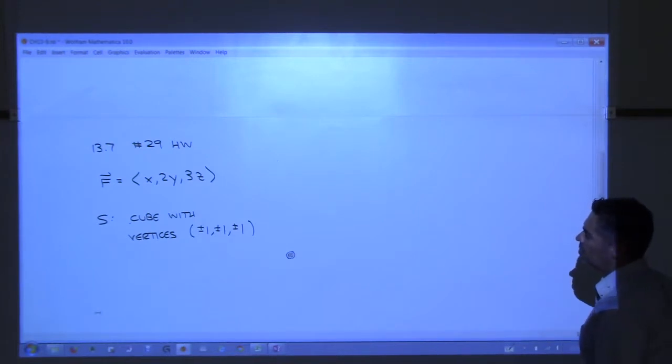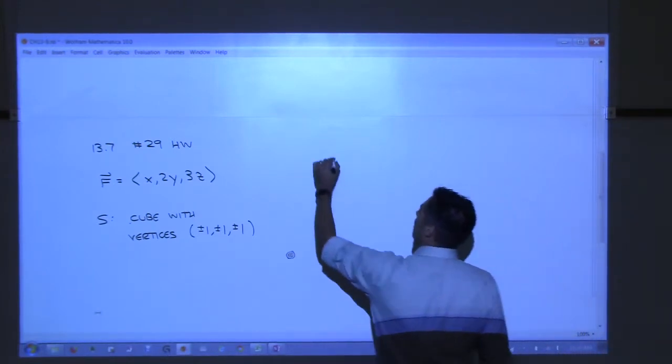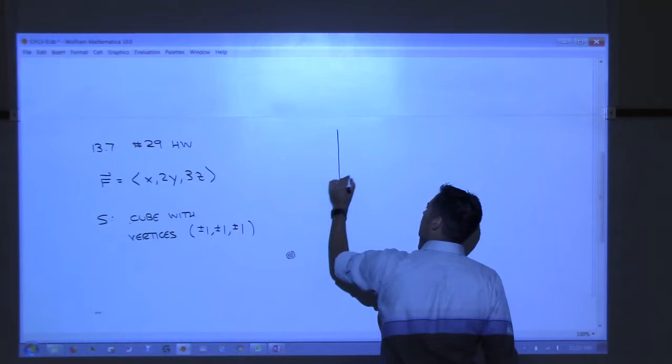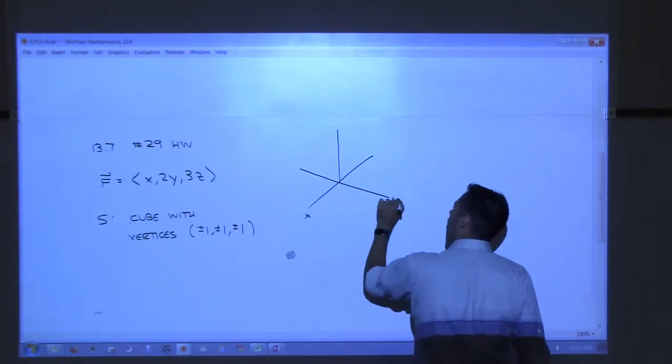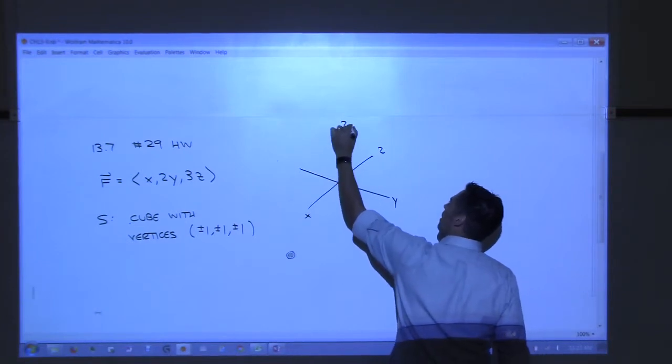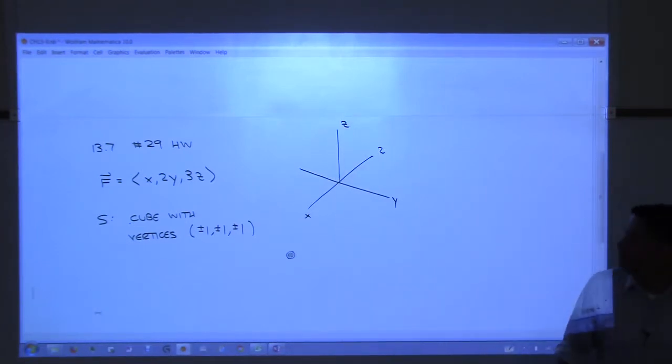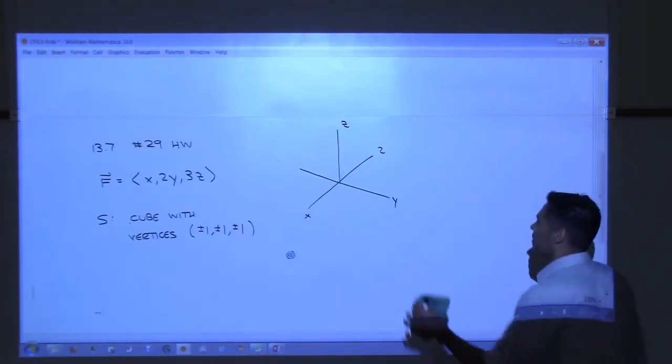So if you look at this cube, let's draw this cube first in 3-dimensional space. Let's go x, y, and z, z up here. I don't like this.